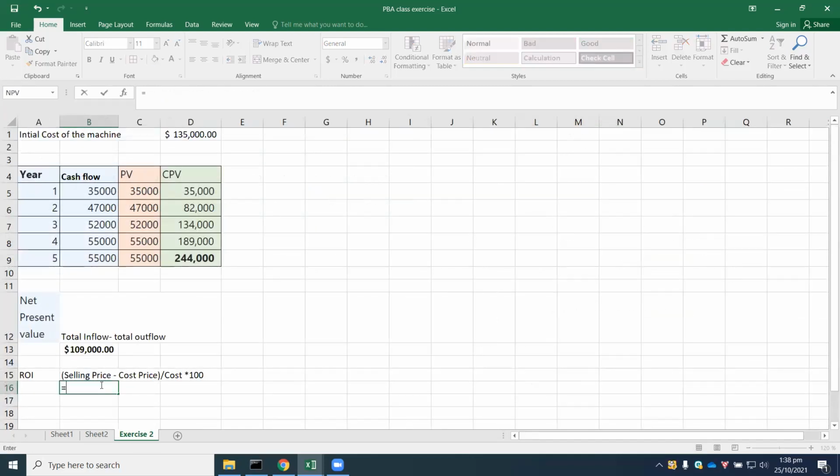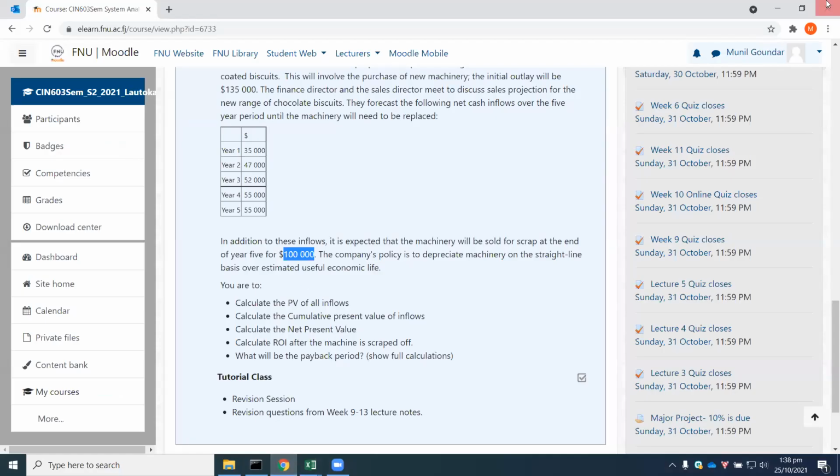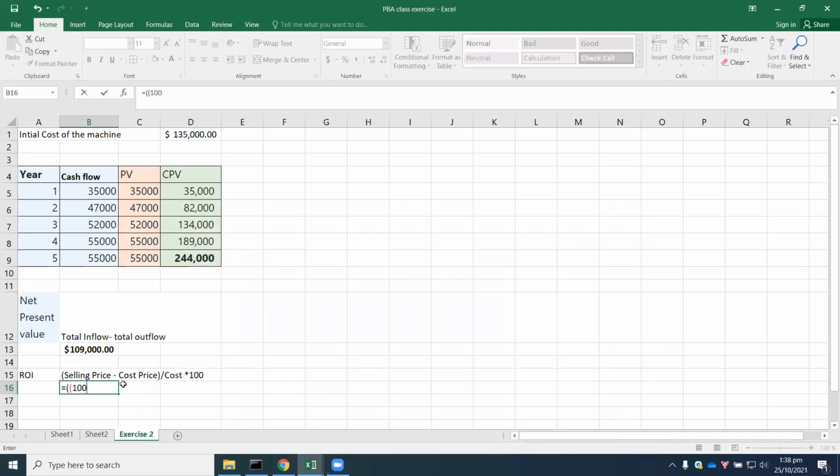So therefore, you have a double opening bracket. Your selling price, what is your selling price? $100,000. So 100,000 minus your cost price, and then divided by the cost price, close the bracket, multiply by 100. So you get a value of negative 25%.